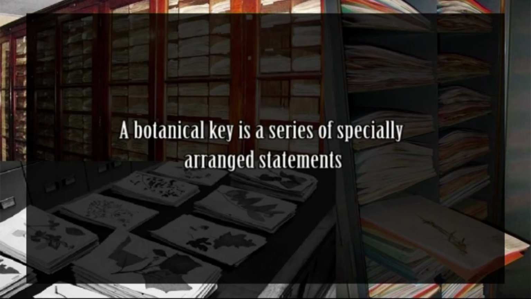A botanical key is a series of specially arranged statements. Working through a key separates plants with and without key characteristics and gradually narrows down the number of possibilities. Eventually, if all goes well, the number of possibilities is reduced to one and the specimen is identified.